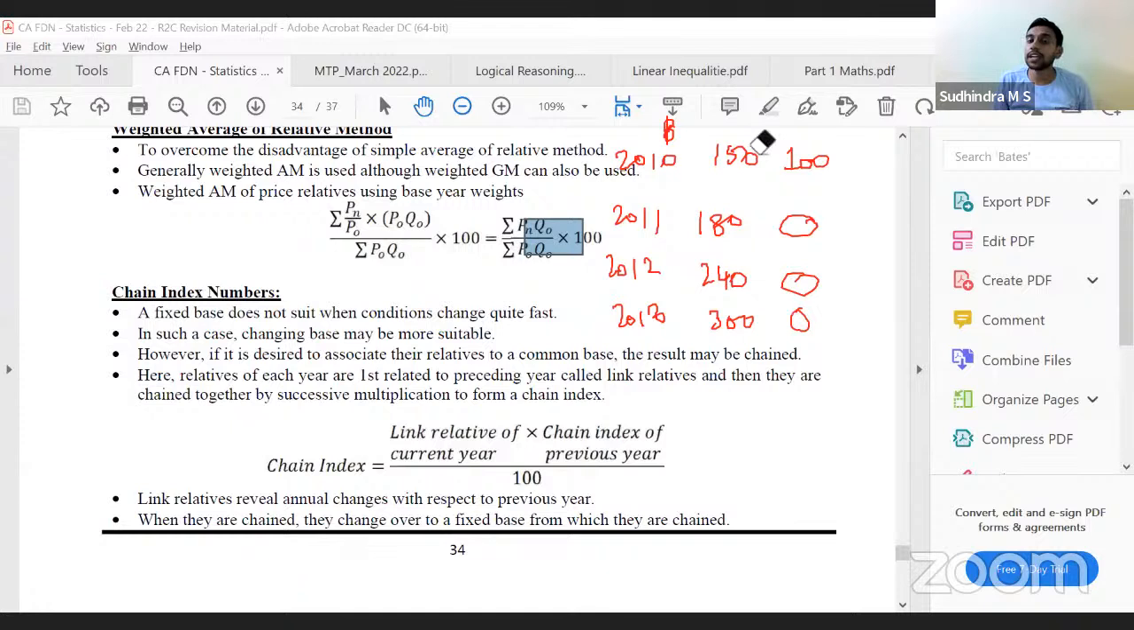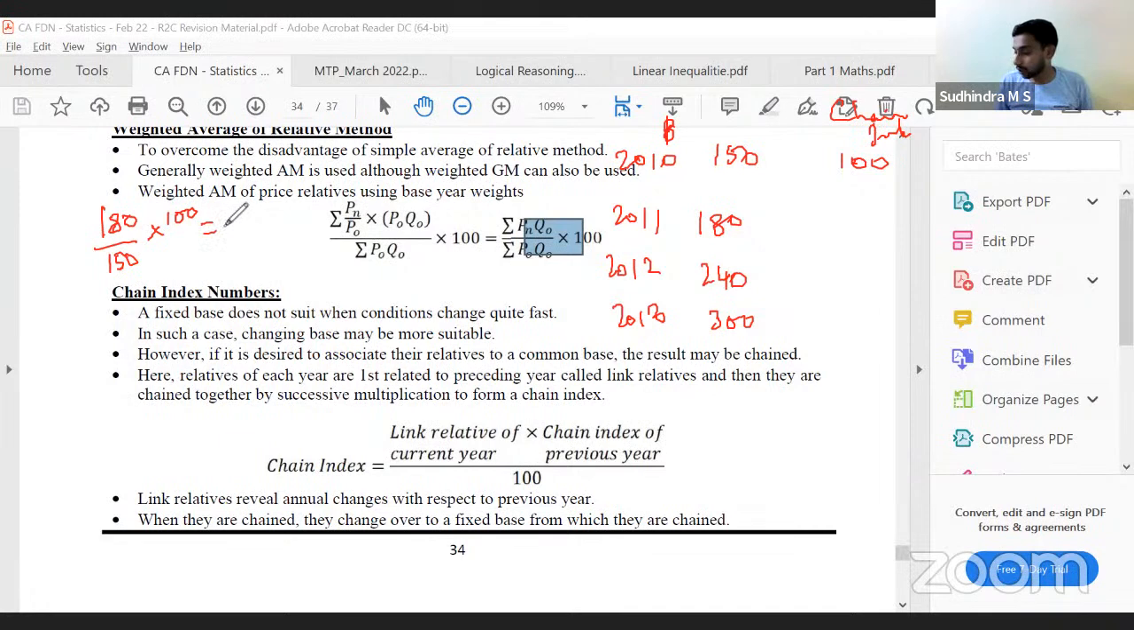However, if I go with chain index number, what happens? What is the chain index number for the first year? 100. It would remain 100. Second year, first I have to calculate link relative. 180 by 150, current year by previous year, into 100, which is 120. What is the chain index of the previous year? 100, divided by 100. So chain index is 120 itself.